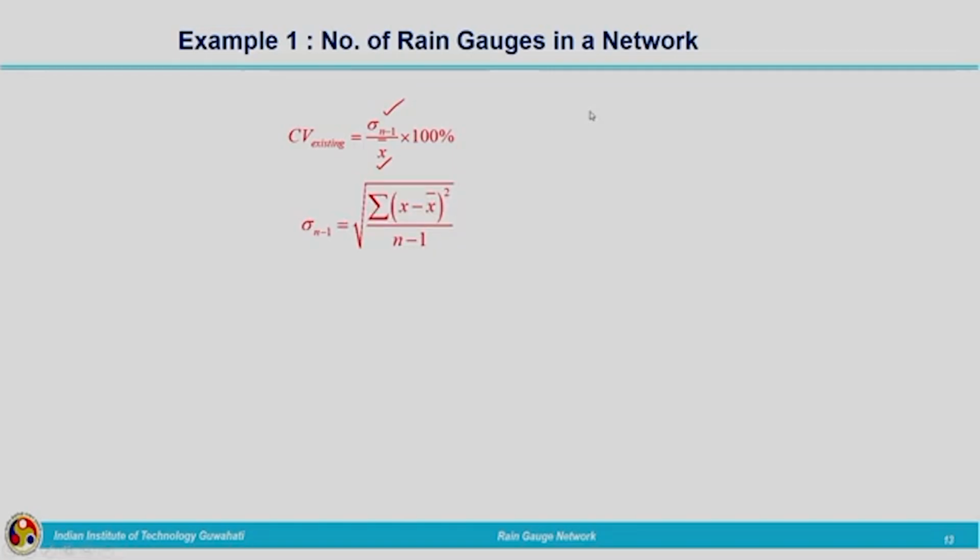Sigma n minus 1 is given by the square root of the summation of (x minus x bar) squared divided by n minus 1. So, this is something related to the sample. Sometimes, instead of sigma n minus 1, it is written as S. So, do not get confused, sigma n minus 1 and S represent the same thing, that is the standard deviation corresponding to the sample data.